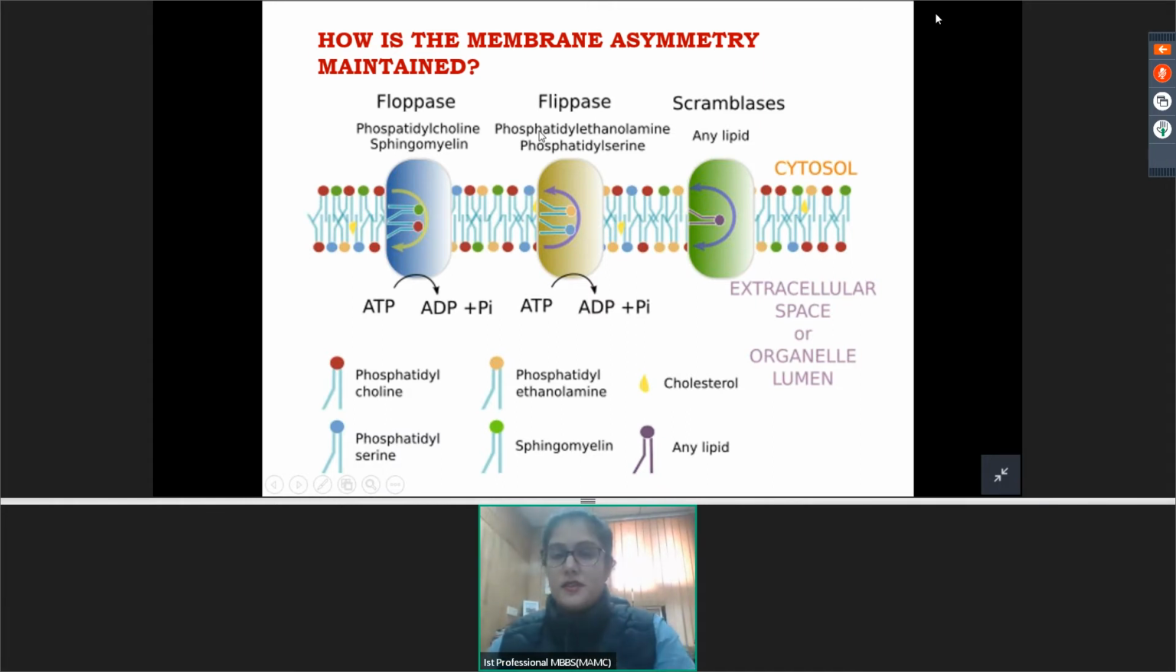Flippases do the opposite. As in, they transport lipids from the outer leaflet to the inner leaflet. So flippases make sure that phosphatidylserine and phosphatidylethanolamine that are present in the outer leaflet somehow are transported to the inner leaflet. And this is also an energy consuming process. ATP is used. And scramblases, what do they do? Scramblases do not use energy and they allow free diffusion, as in they allow lipids from the outer leaflet to move to the inner leaflet and from the inner leaflet to move to the outer leaflet. That is why energy is not needed for this process.